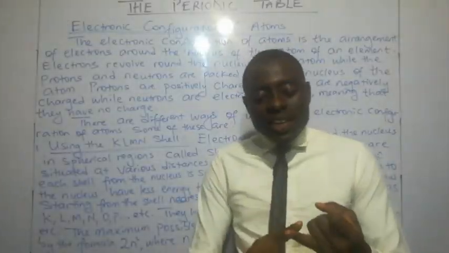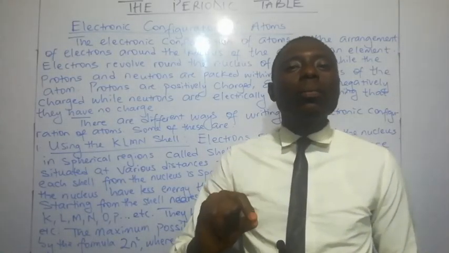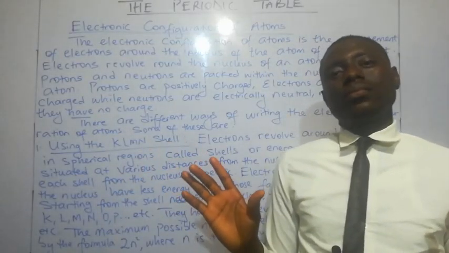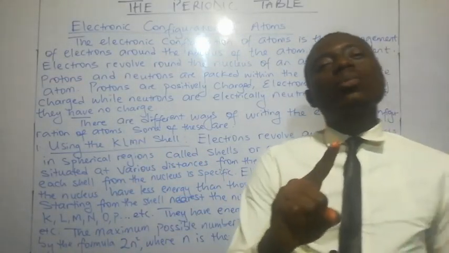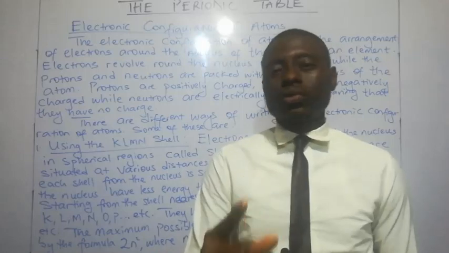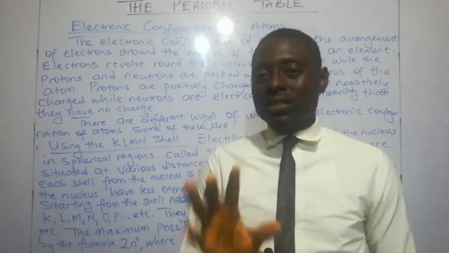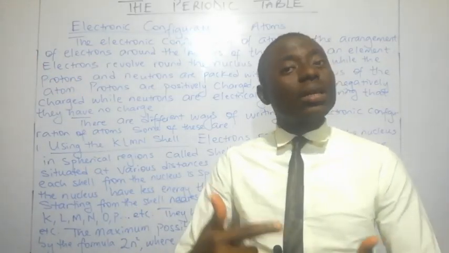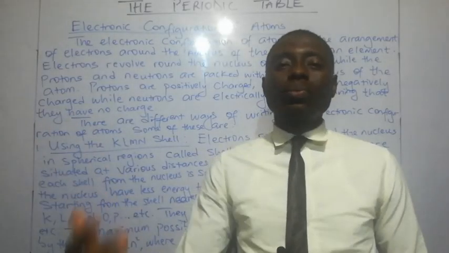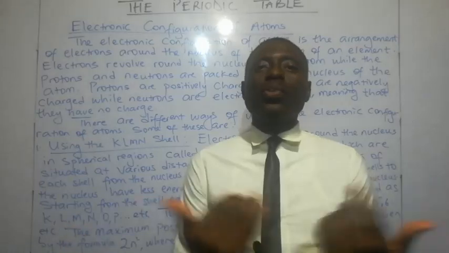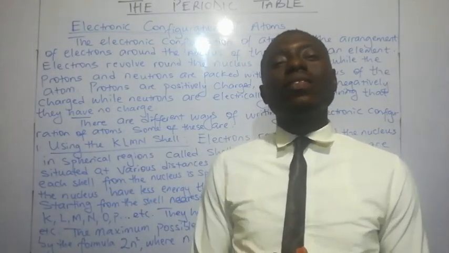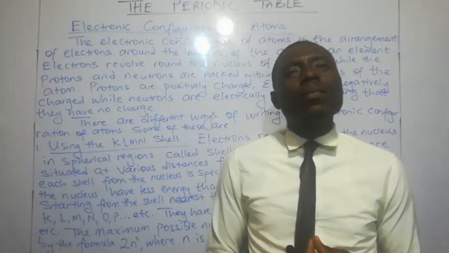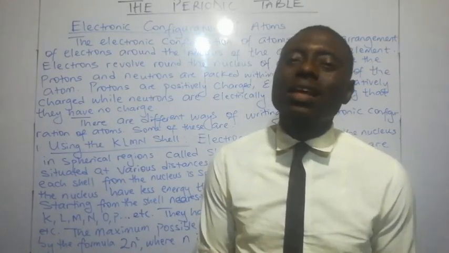So that means that if an atom has equal number of protons and electrons, then that atom is neutral. I'll take that again. If an atom has equal number of protons and electrons, it simply means that that atom is neutral, because the charges on the protons and the charges of the electrons will eventually cross out each other, leaving the atom to be neutral.